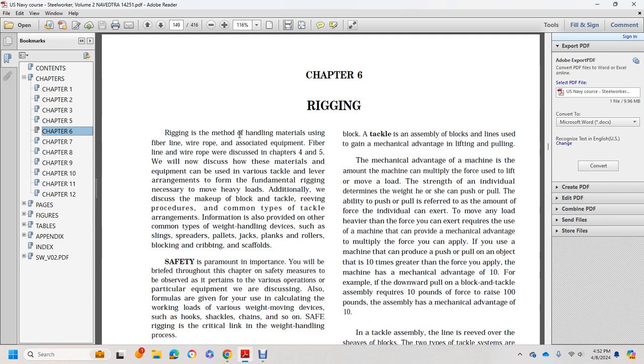Alright, rigging is the method of handling materials by fiber line, wire rope, and associated equipment. Fiber line and wire rope are discussed in Chapters 4 and 5. We'll now discuss how the materials and equipment can be used with the various tackle and lever arrangements to form the fundamental rigging necessary to move heavy loads. Additionally, we will discuss the makeup of the block and tackle, the reeving procedure of the common types of tackle arrangements, and information on other common weight handling devices such as slings, spreaders, pallets, jacks, planks, rollers, blocking, cribbing, and scaffold.